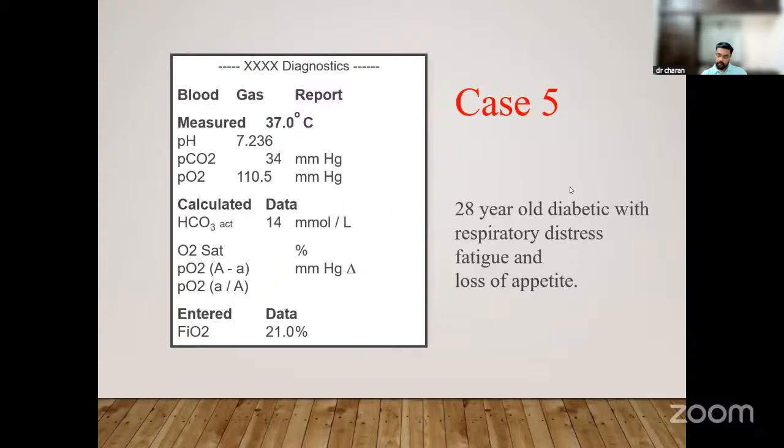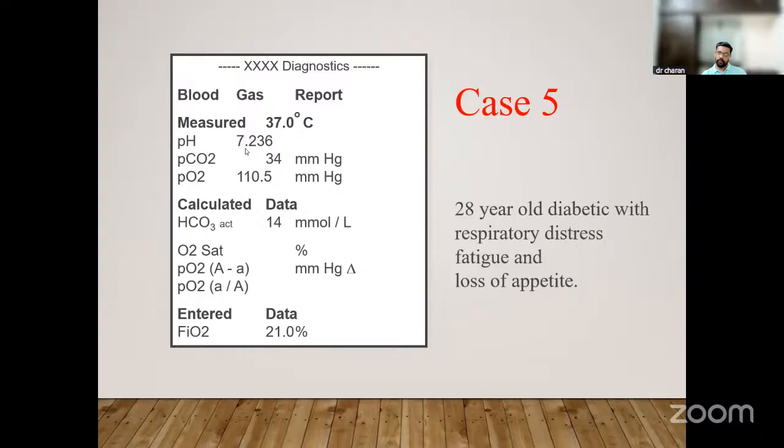Another example, this is a 28-year-old diabetic with respiratory distress, fatigue, and lethargy. Again, the context is a diabetic patient with distress, so most likely it can be a diabetic ketoacidosis. In this context, go into the ABG.